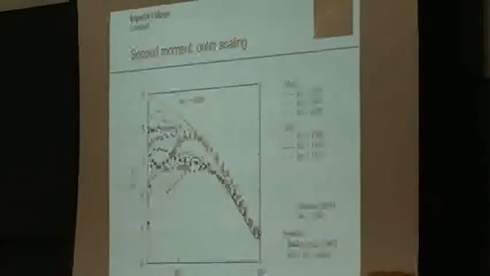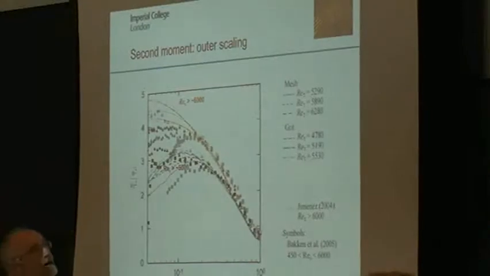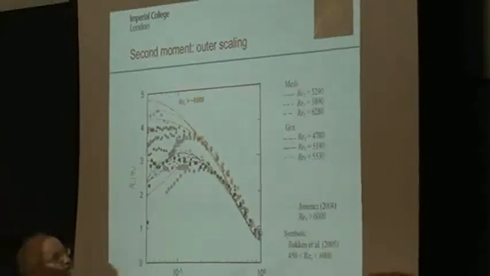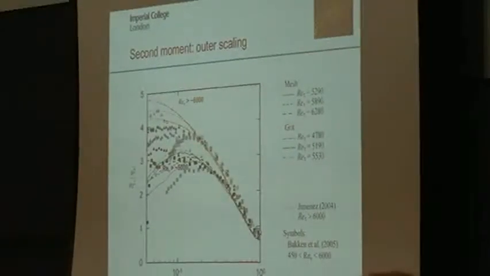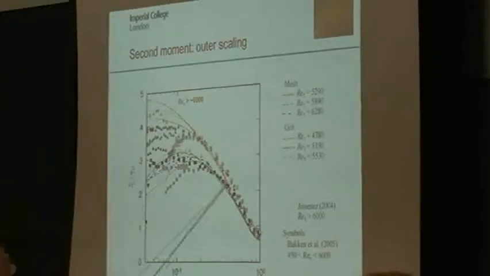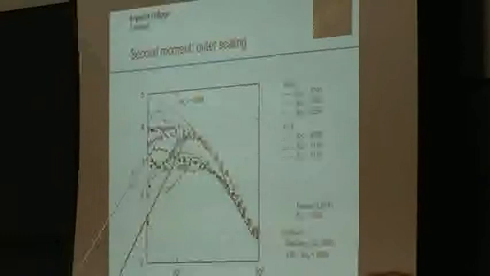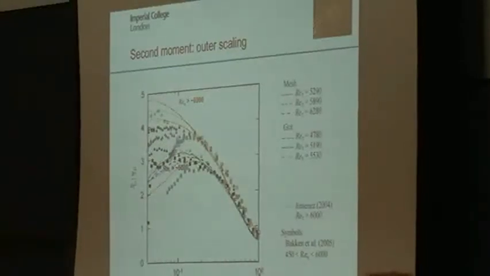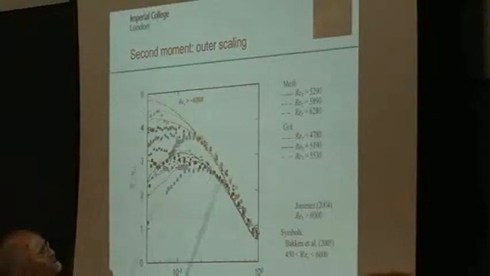Same data, but plotted on outer variables, y upon h. And let's first of all start off with Javier's review. We've sort of taken that as our starting point, our benchmark. And this yellow line here is simply a best fit through his data. And those are for data up to Re tau about 6,000. What we've also put on are some of Buckin's data.